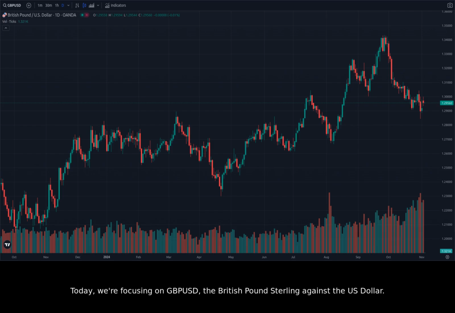Today, we're focusing on GBPUSD, the British pound sterling against the US dollar. The market has been quite volatile in recent times, especially leading up to the US presidential election. The outcome of this election could have significant implications for the US dollar and the GBPUSD pair.